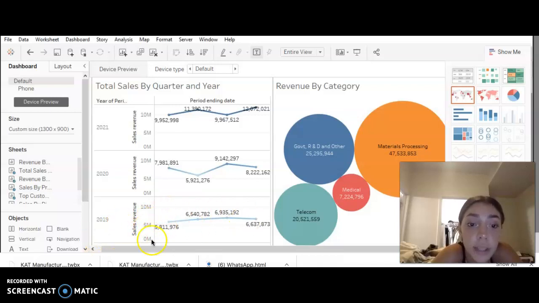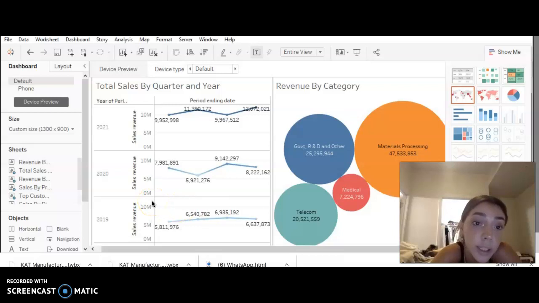In 2019, for example, it goes from 5,811,976 to 6,637,873. It is almost very steady because it doesn't change that much. I mean, it goes up from 5 million to 6 million something, then a little bit more to 6 million and something, and then it goes a bit down to 6 million. So it's not that it doesn't change that much.